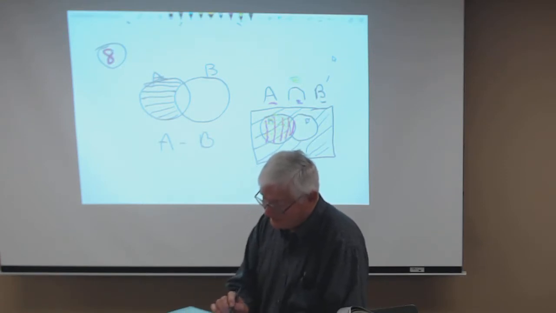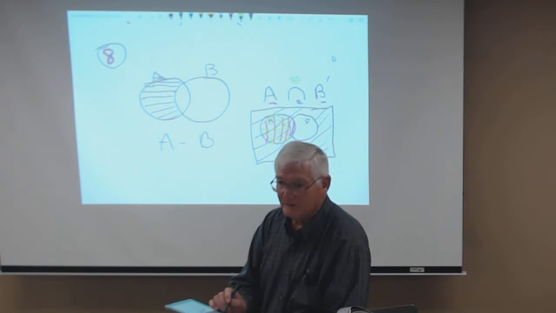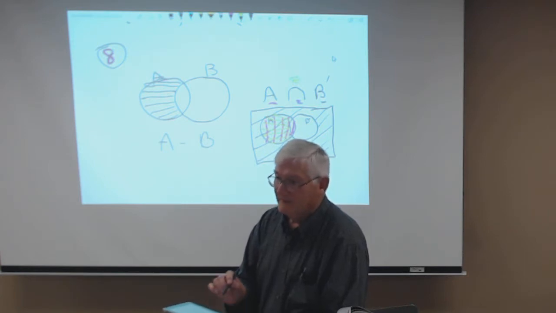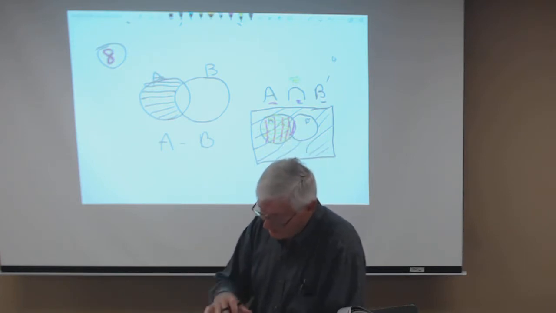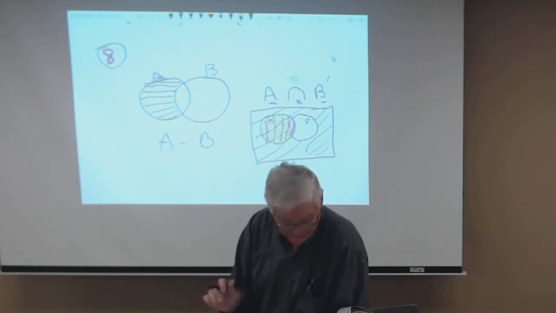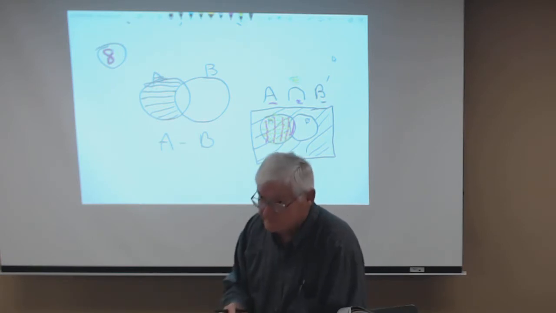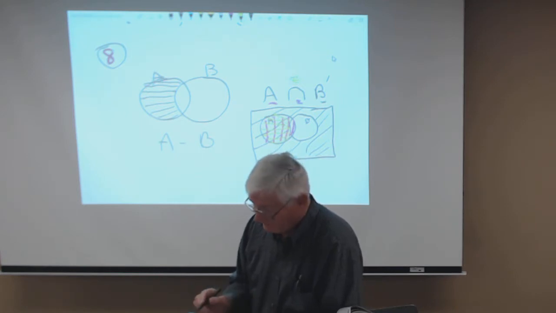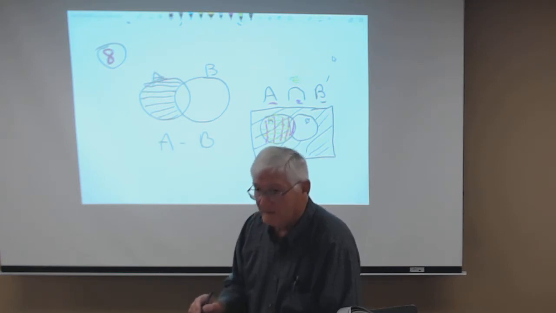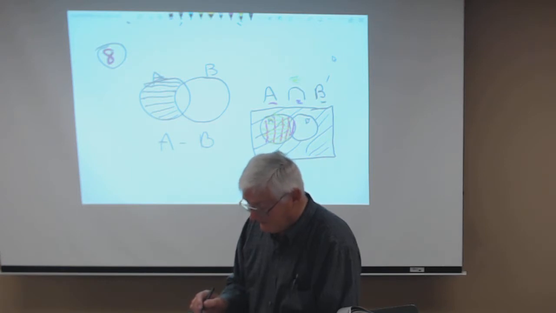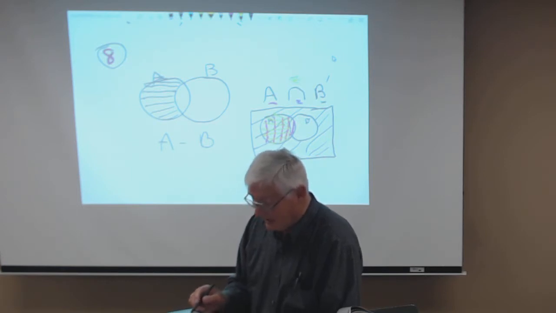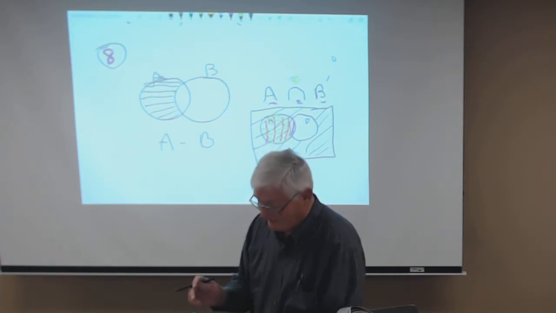Does that look just like this shaded region over in the first picture? So we have shown that those two are equal because they end up with the same shaded region. Why didn't you color in that little spot? Because it's in A, but it's not in the complement of B. It has to be outside of B.